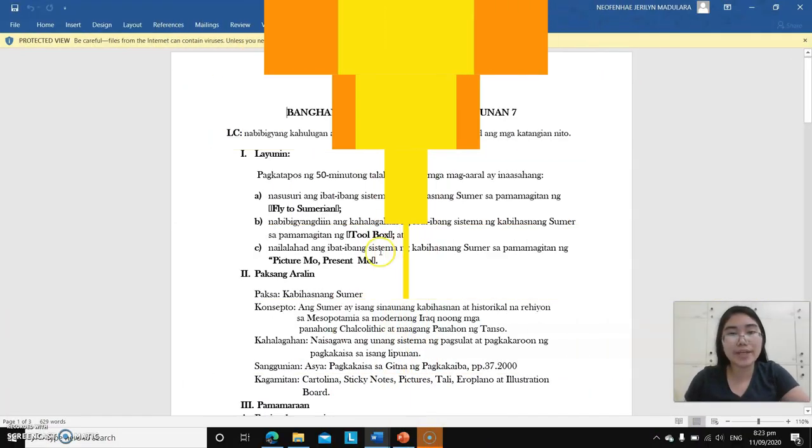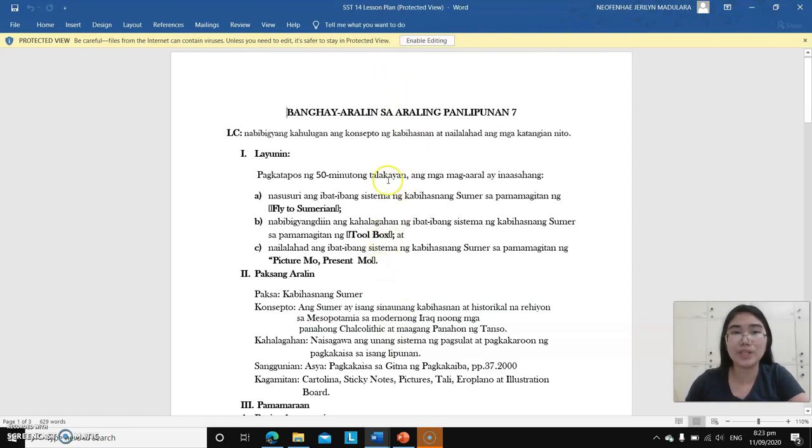Okay, let's evaluate this lesson plan, Araling Panlipunan 7. Learning competency came from the curriculum guide. Okay, learning competency: nabibigyang kahulugan ang konsepto ng kabihasnan at nailalahad ang mga katangian nito. So, we have here different learning objectives or layunin. Pagkatapos ng 50 minutong talakayan, we need to say it specific. There is a time target in the specific lesson.